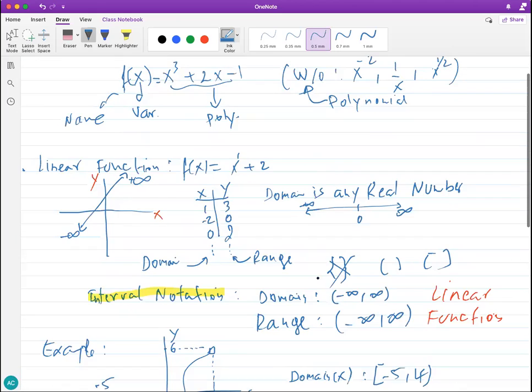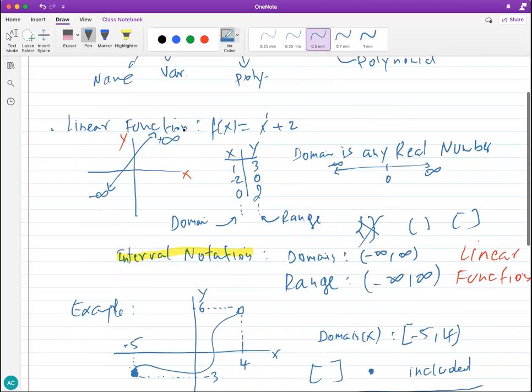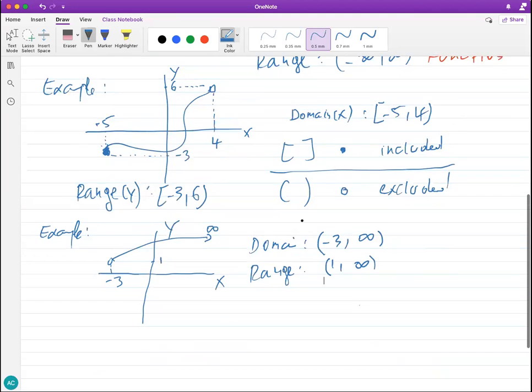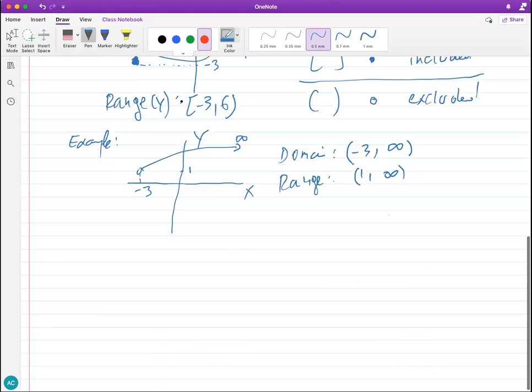Let's go back to our common functions. So again, for linear functions, it's always going to be this, both domain and range. You don't even have to do the graph or a table. So this is a fact. What about quadratic functions? That's what we did last time. What is a quadratic function again? How does the graph look like? Parabola. That's right.